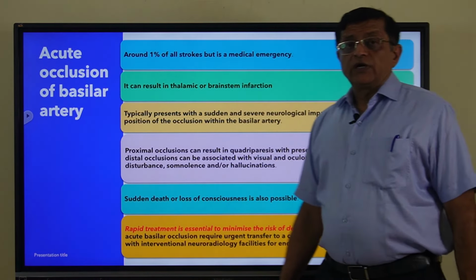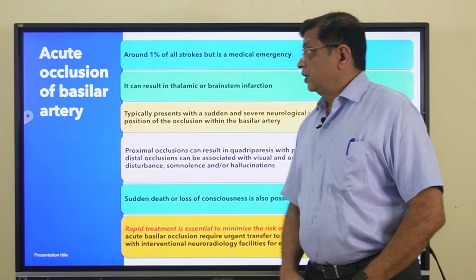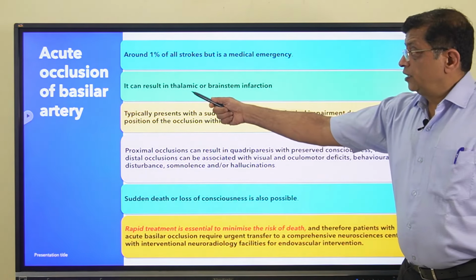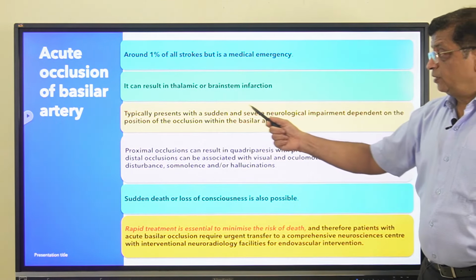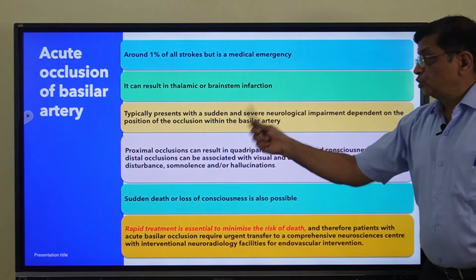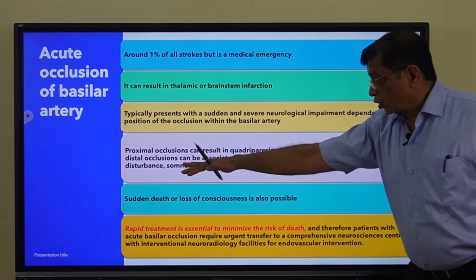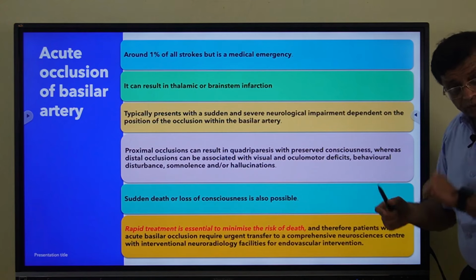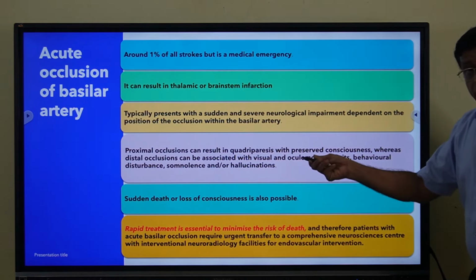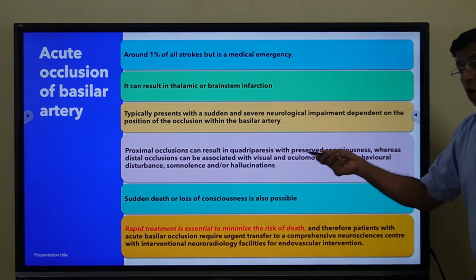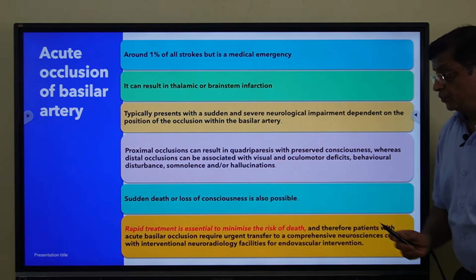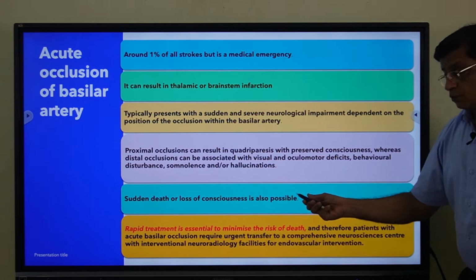Acute occlusion of the basilar artery is a medical emergency. This is rare, luckily, only 1% of all strokes, but can result in death. It can result in thalamic or brainstem infarction, typically presenting with sudden onset, severe neurological impairment, depending on the position of the occlusion. If it is a proximal occlusion, there could be quadriparesis with preserved consciousness. But if the occlusion is distal, then it will be associated with visual and oculomotor deficit and behavioral disturbance, somnolence and hallucinations. Sudden death or loss of consciousness is possible.